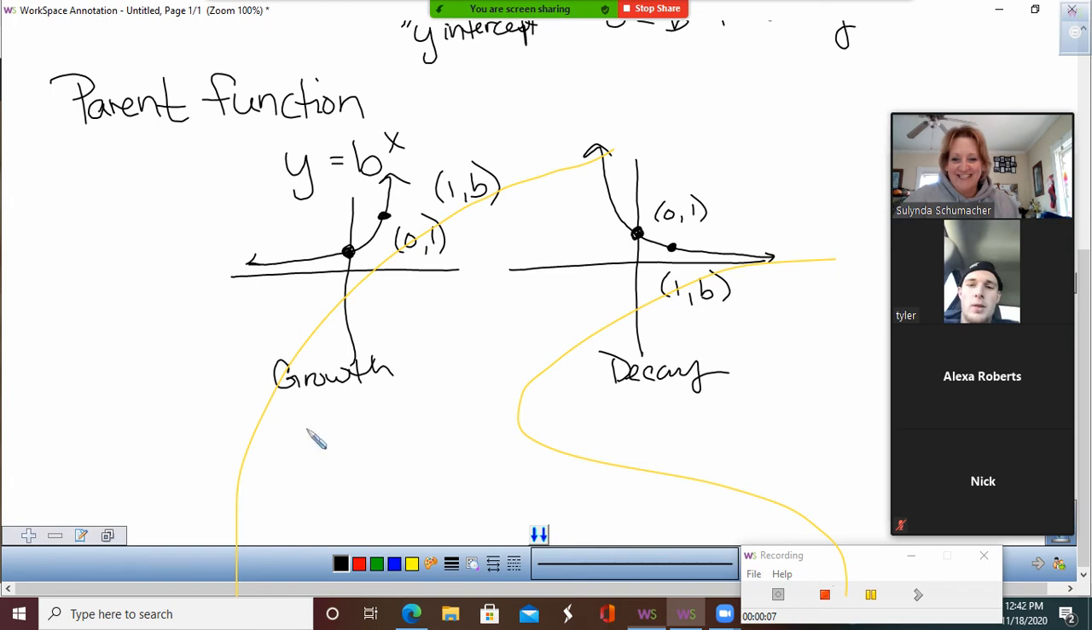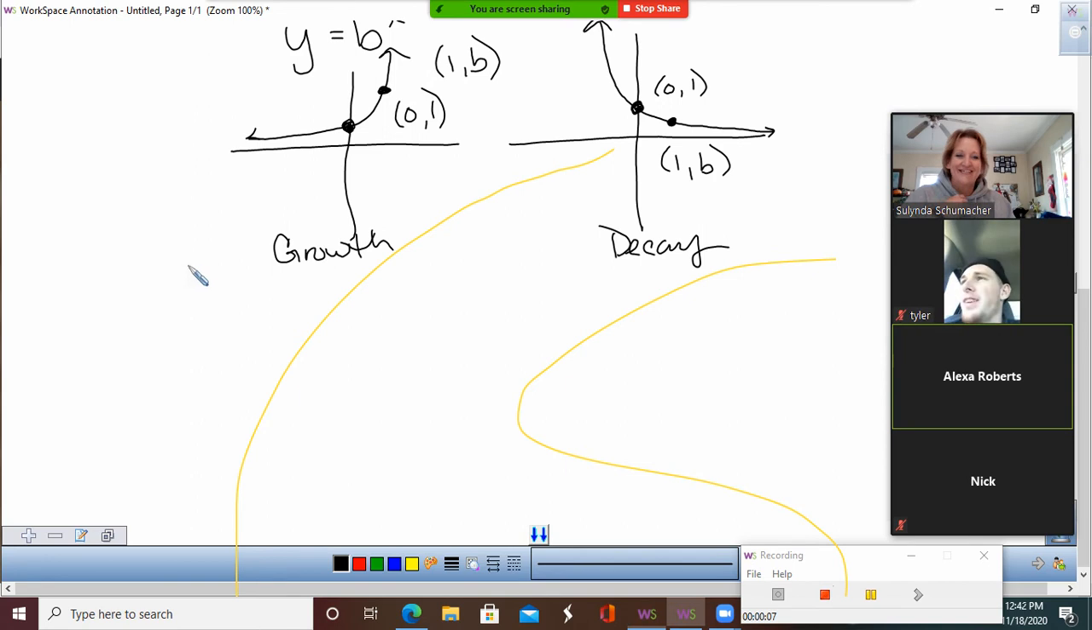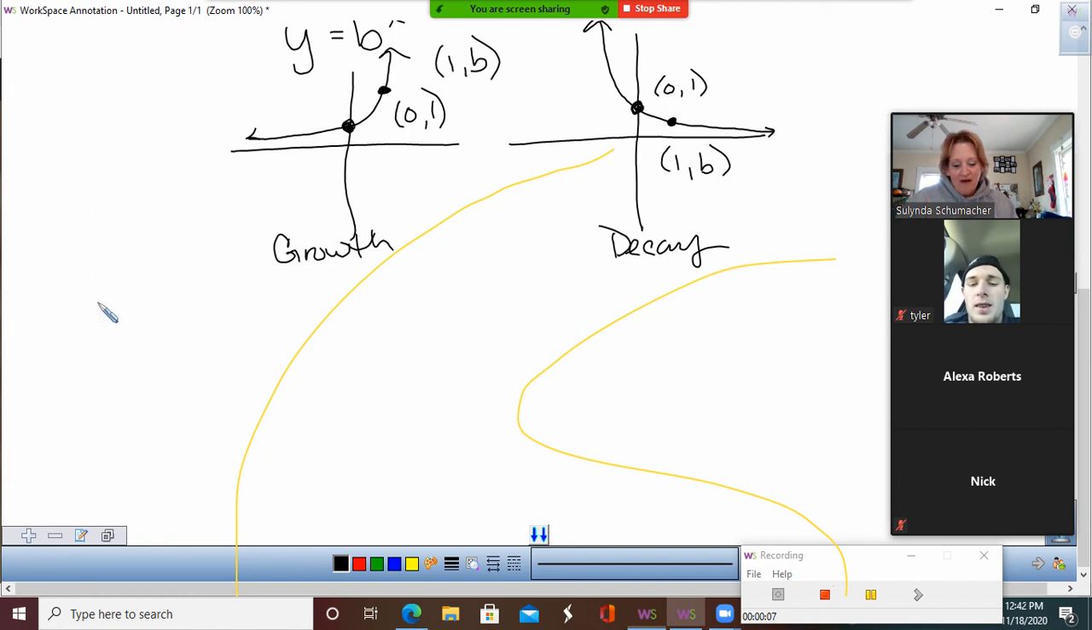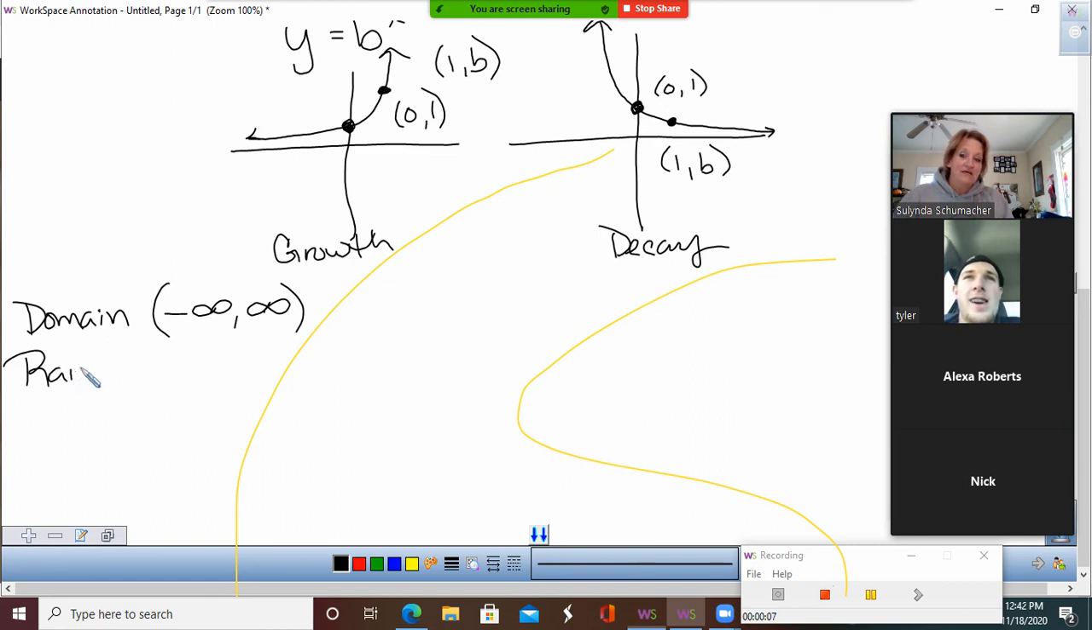Any questions so far? All right. So first let's talk about, if you look at both of these, what would be the domain for each one? Yes, it would. Negative infinity to infinity for both of them, because it's the x value. For the range then, it would be from 0 to infinity, because it comes close to 0 but never touches it.